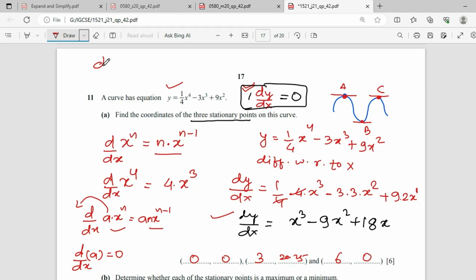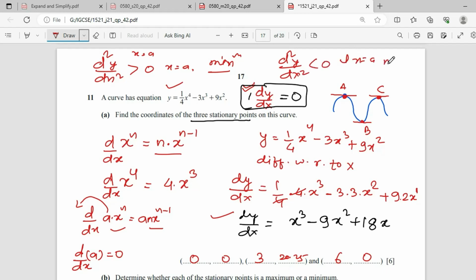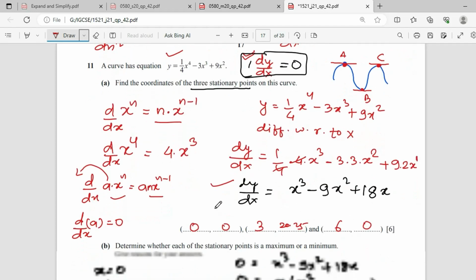If you differentiate a second time with respect to x, and go to that particular point, suppose you got the stationary point x equals a, and if d2y by dx square is greater than 0 at x equals a, we can say it is a minimum. And if d2y by dx square is less than 0 at x equals a, then we can say maximum. So for minima and maxima, again we have to differentiate the given equation.